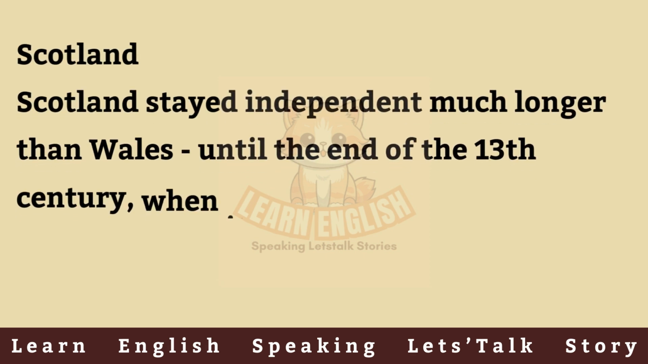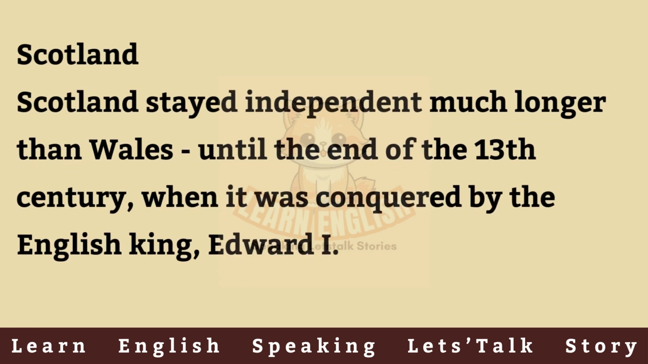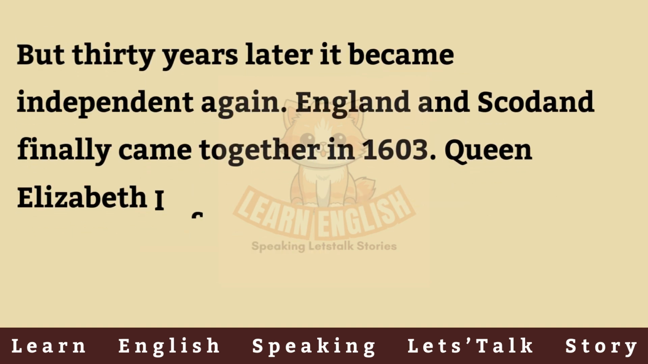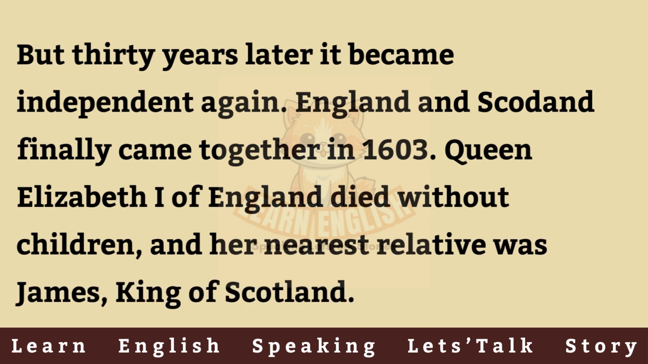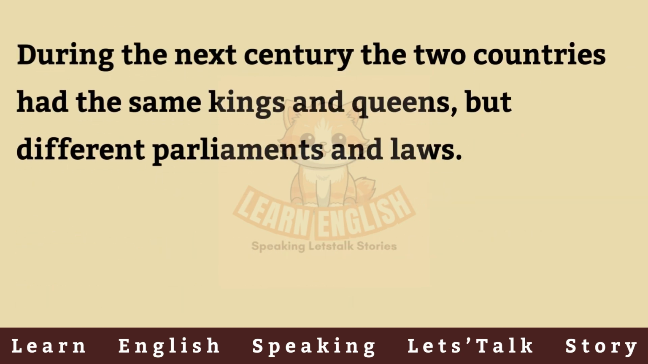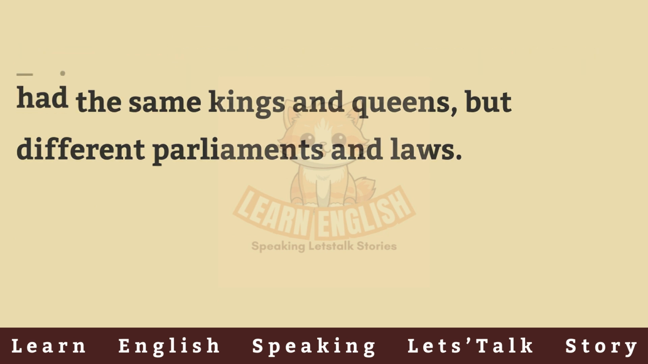Scotland. Scotland stayed independent much longer than Wales, until the end of the 13th century, when it was conquered by the English king Edward I. But 30 years later it became independent again. England and Scotland finally came together in 1603. Queen Elizabeth I of England died without children, and her nearest relative was James, King of Scotland. During the next century, the two countries had the same kings and queens, but different parliaments and laws.